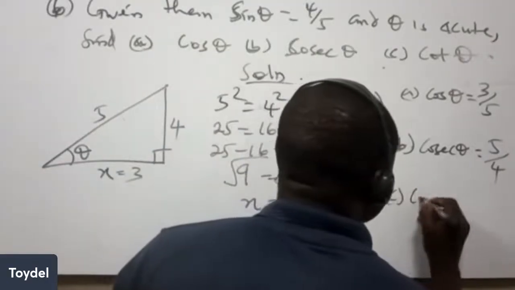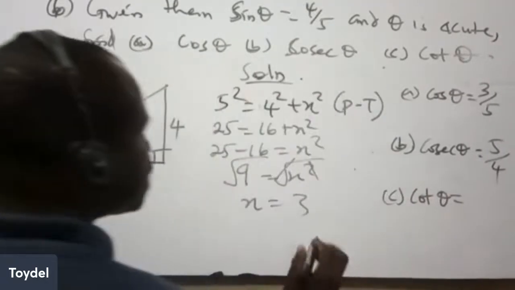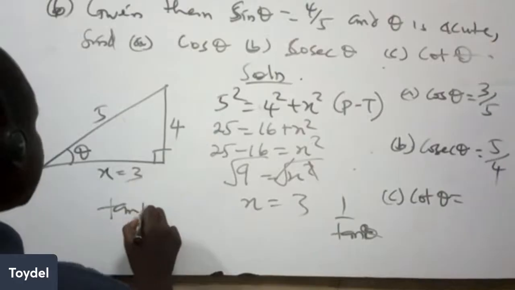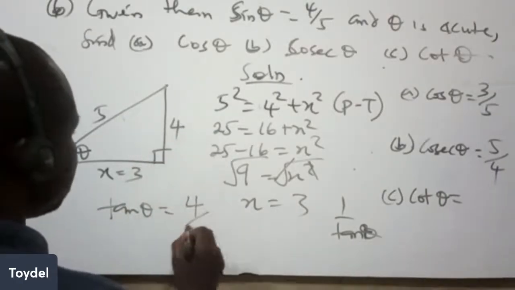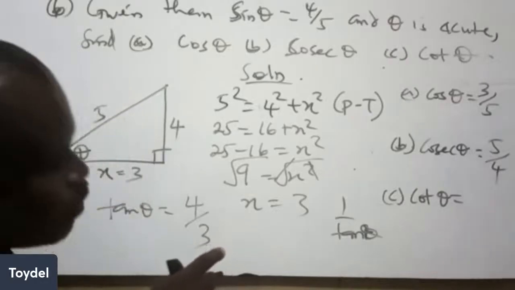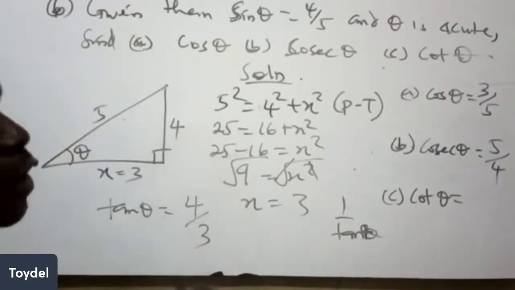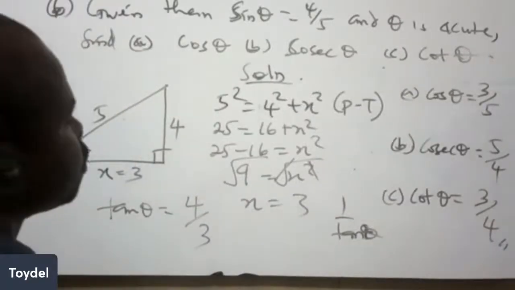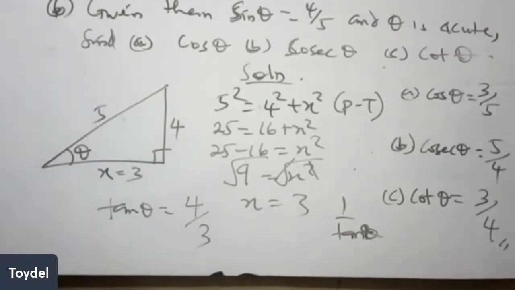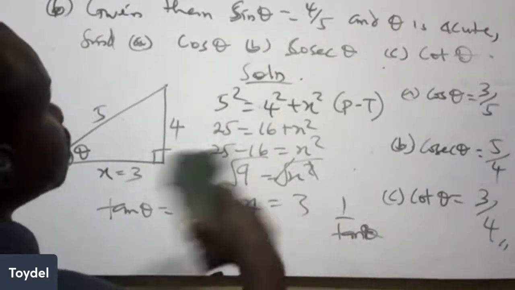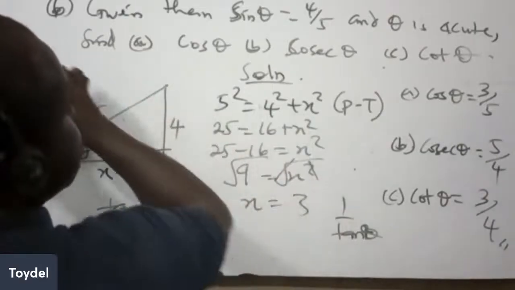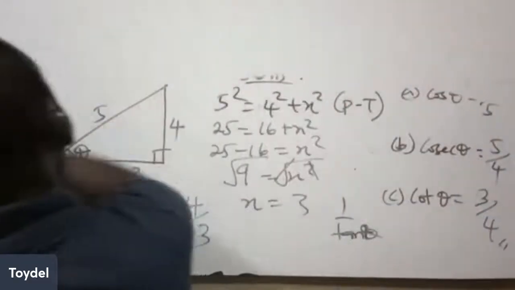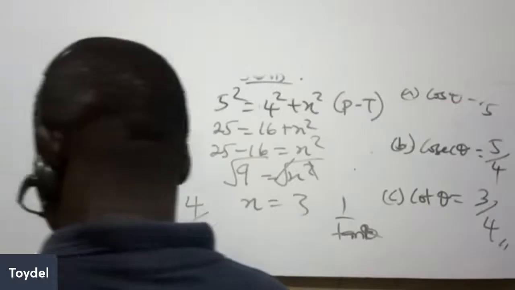Then C, cot theta, that's cotangent. Cot theta is 1 all over tan. So what is tan theta from here? Tan theta is opposite, 4, all over 3. That's tan theta. Then cot theta, which is cotangent, will be 3 all over 4. It's the reciprocal of tangent. And that is what we are asked to do. So please, you just have to be conversant with all this: sine, cosine, tangent, cotangent, cosecant, secant, and the rest. Just make sure you are familiar with all this terminology.